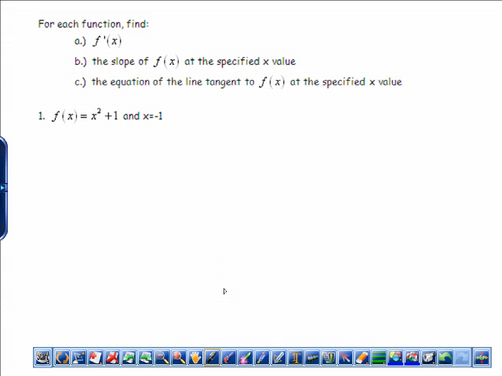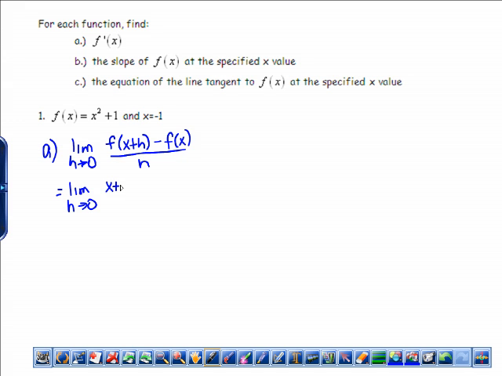Okay, so let's actually take the derivative. We just have a couple of examples. So the first one says for each function find f prime of x. This means find the derivative. Okay, so let's do that in part A. We are going to take the limit, and I'm going to go ahead and use h here. As h approaches 0, it's going to be f of x plus h minus f of x all over h. This is what we're going to do each time.